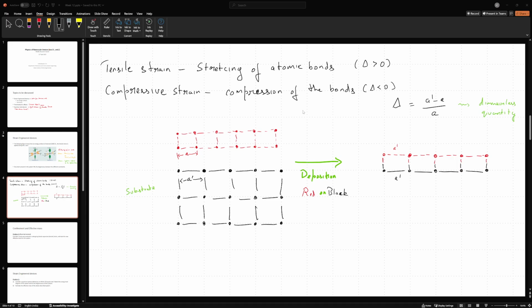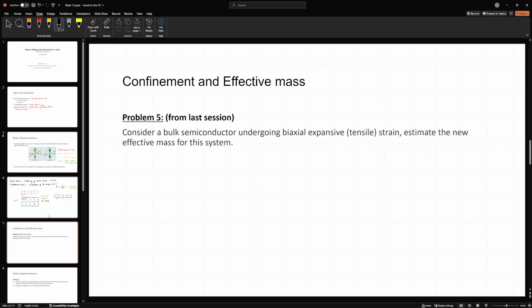Now, how does this change the device properties? To understand that, let us solve a series of problems. So this was problem 5 from the last session. This was the problem that I promised that I would cover this time around. So consider a bulk semiconductor undergoing biaxial tensile strain.